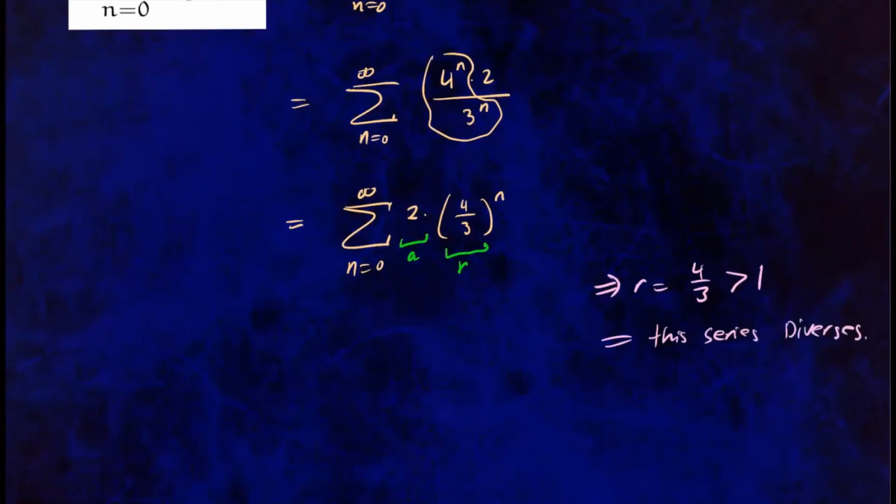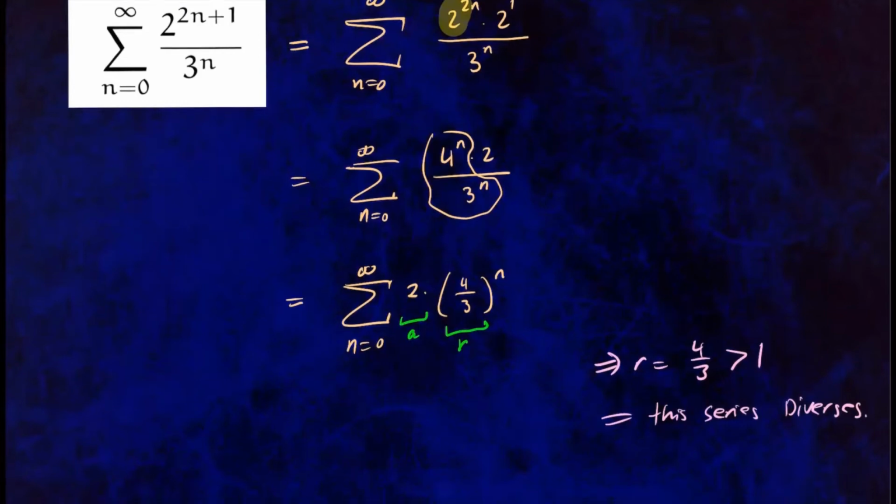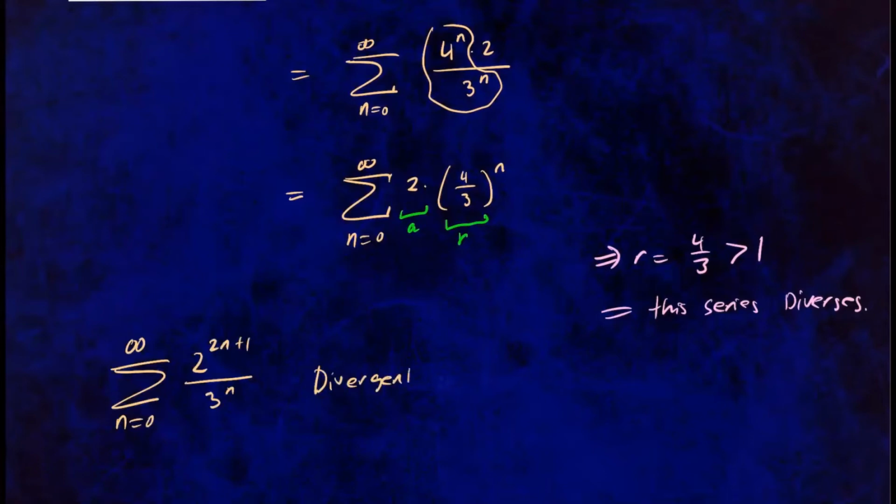So what can we say about the original series? Well, it diverges. We pretty much wrote the original series as a geometric series, and we identified R as 4 over 3, which is greater than 1. So it's a divergent geometric series. This sum, which was given to us, from 0 to infinity of 2 to the 2n plus 1 over 3 to the n, is a divergent geometric series.